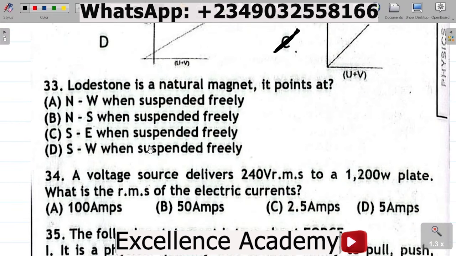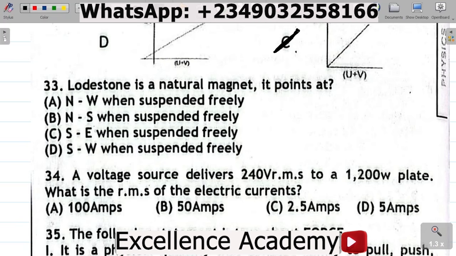All right, next up, 33. 33 says, Lodestone is a natural magnet. It points at A, northwest when suspended freely, B, north-south when suspended freely, C, southeast when suspended freely, D, southwest when suspended freely. For question 33 there, the correct option is B.